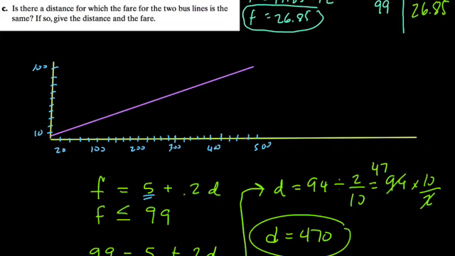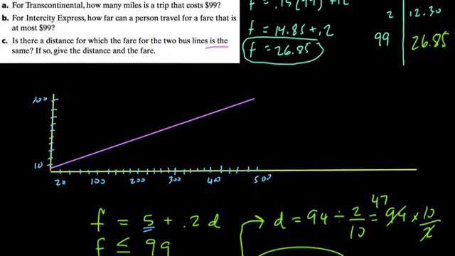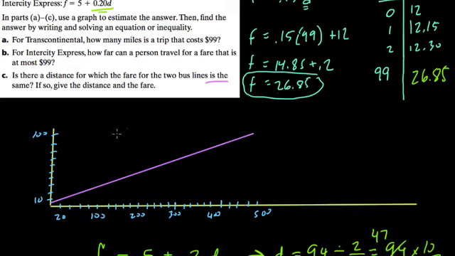Okay, now they want to know one last thing. Is there a distance to which the fare of the two bus lines is the same? Well, yes, and you can think about this intuitively as well, right? For the other line, we start off at a higher amount, but have a slower rate. So unless the rates are the same, which would mean they're parallel, they're going to cross somewhere.